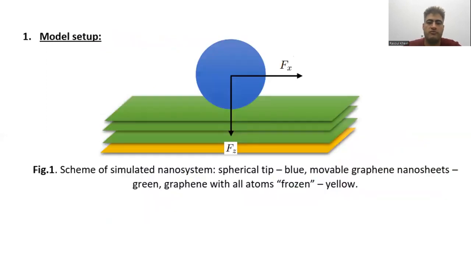In our model, we have a nanoparticle moving on a stack of several layers of graphene. We prepared the nanoparticle from aluminum atoms, almost 32,000 aluminum atoms gathered together, and 10 graphene layers, and the bottom layer is frozen.